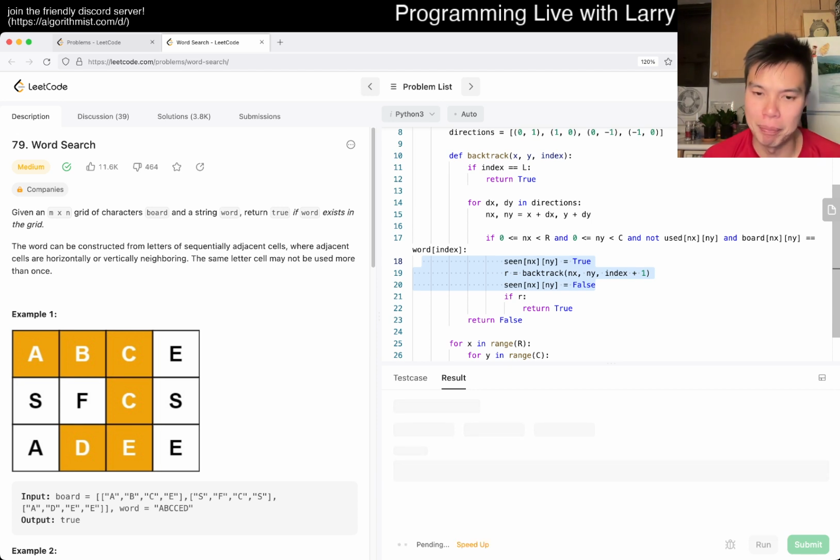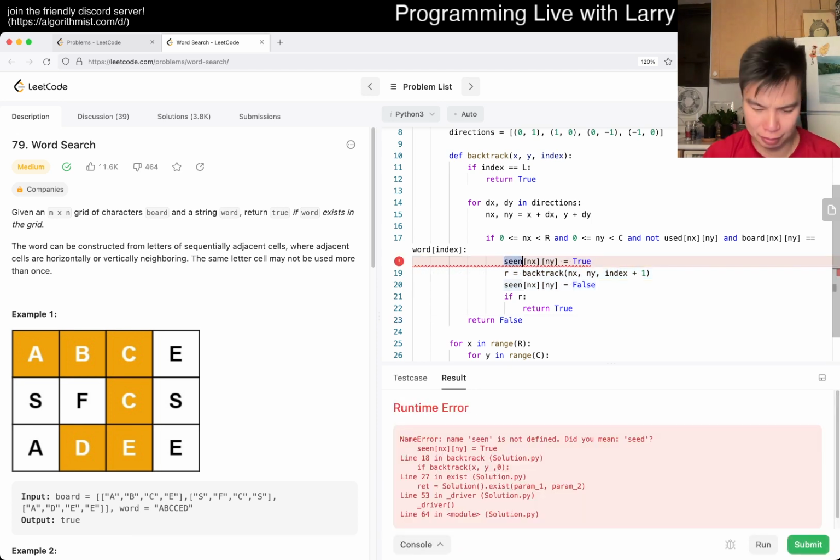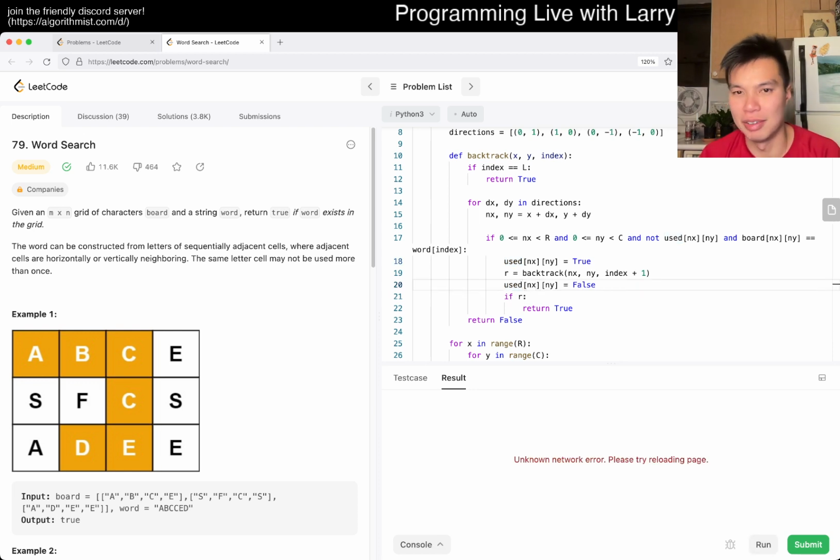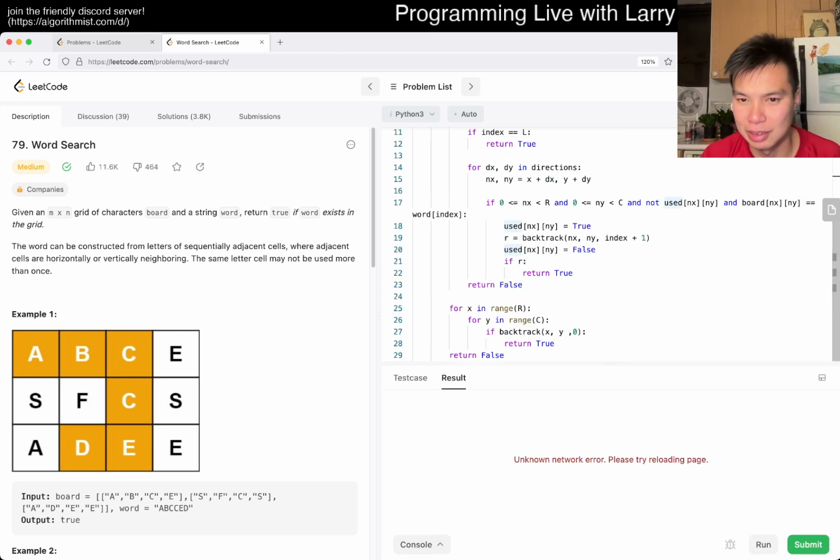Because it's easier to spot bugs if that's the case, and I use scene. I'm so used to using scene that I kind of used it here, even though, obviously, I know that I changed it to used. What the hey?